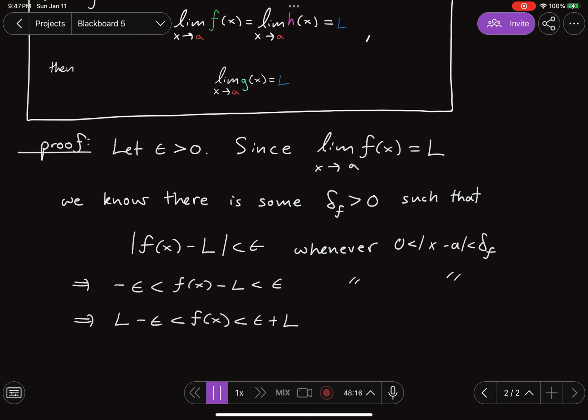But this is only true, of course, whenever 0 is less than the distance between x and a, which is less than this delta f, okay? So I'll write whenever, yada, yada, yada. Oh, but something here is going to be really important, so I'm going to box it. I'll box it in yellow. I know that this inequality is accomplished as long as this is accomplished. Okay, oh shoot, but I also know the limit of h of x as x approaches a is equal to L. So I'll write that in my proof.